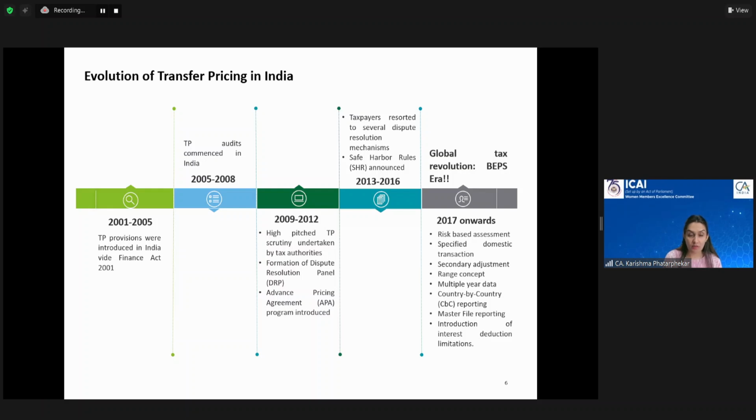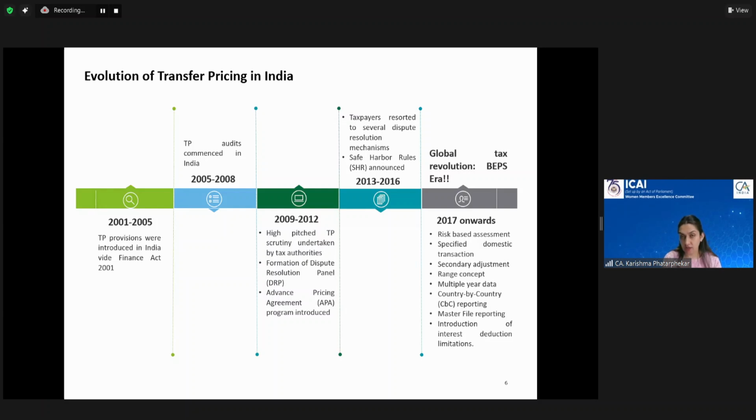So it's something like a commissioner appeals only. In commissioner appeals, there is only 1 commissioner. In DRP, there are 3 commissioners. And commissioner appeals has no time limit within which they must pass an appellate order. A DRP has to pass the order within 9 months from when you file the objections. And then you have the APA program, which I've spoken about.